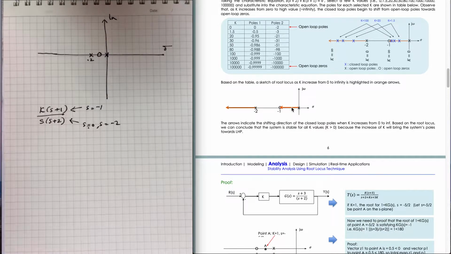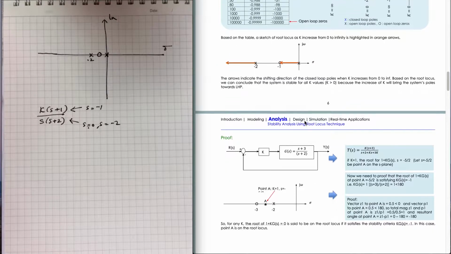We are not actually interested in seeing the exact point here. We want to see where the system is going. Is it going to this direction, this direction, or this direction? So that is important to determine the stability. All right, okay, let's move on.